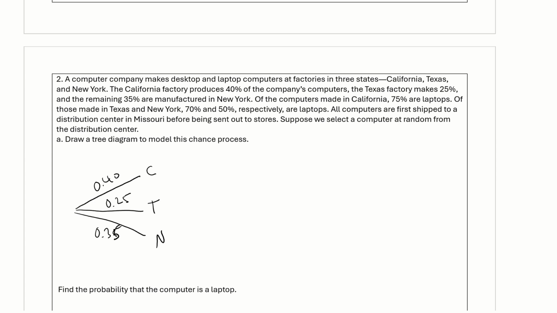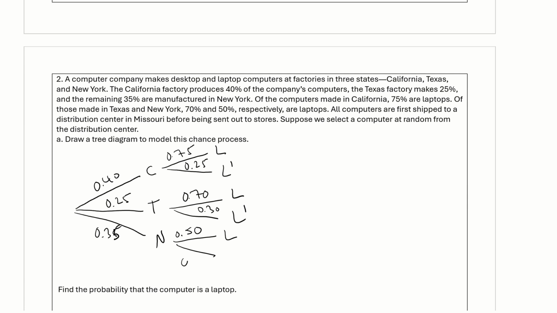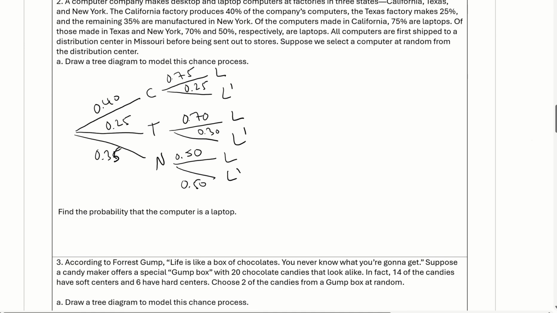And then of the computers made in California, 75% are laptops. So 75% laptops. This one's not laptops. And then Texas, 25. It says of those in Texas, 70% are laptops. Okay, so 70%. That means 30% are not. And that means this one's 25% are not. And in New York, it's 50% are laptops. That means 50% are not. All right, and there's our tree diagram.